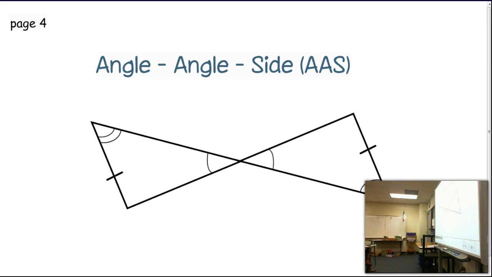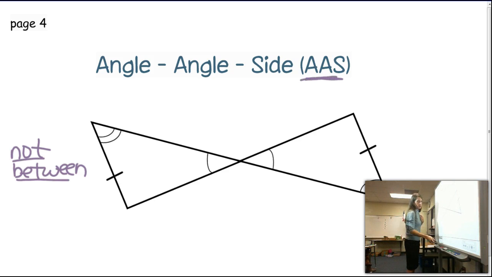Okay, keep drawing. The next one's up there. Vertical angles. Angle side. Is the side between the arcs? No, because the letter S is not between the letter A. So the side, the tick mark, should not be between the arcs. Not between. Yep. And the way you know is because the letter S is not between the letter A.